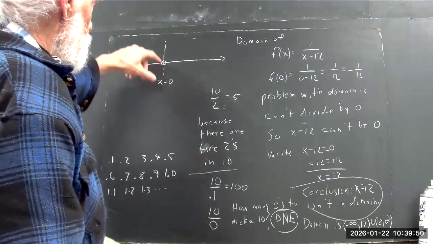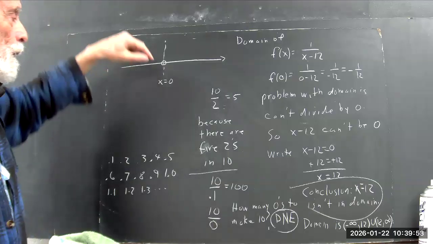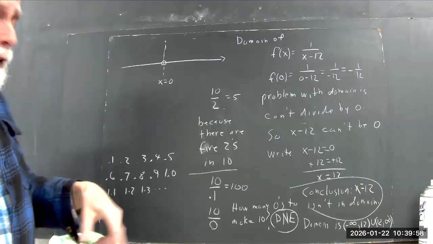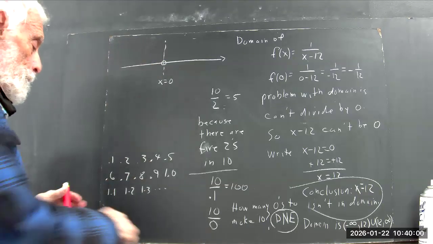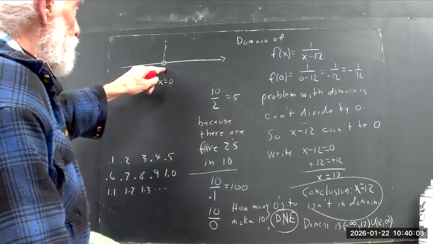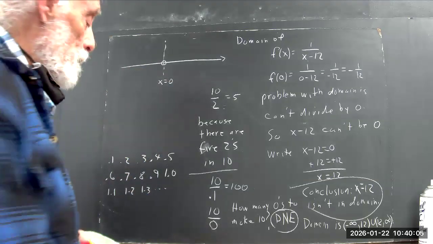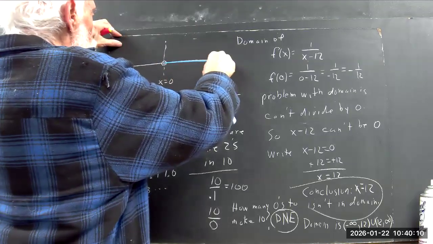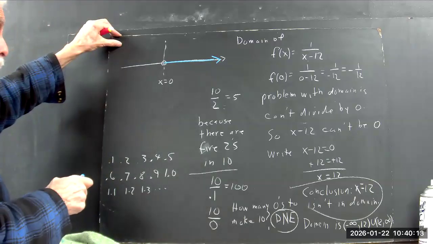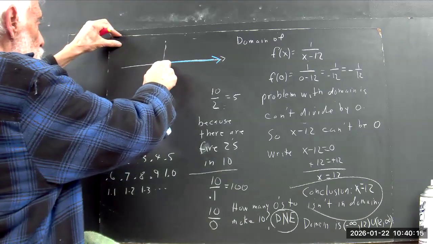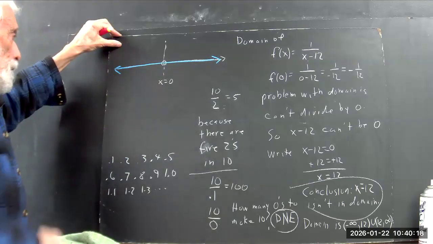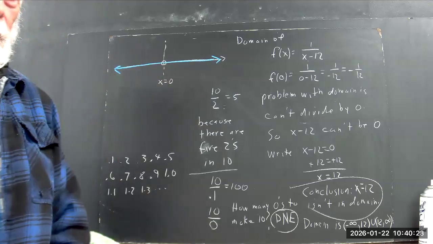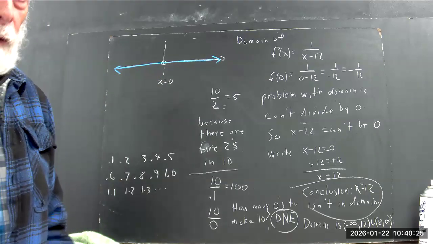If x equals 0 was included, we could put a point here. We can't put a point there if we're trying to represent the domain. So we do a little open circle to indicate that this is not included. And then we say, okay, everything from 0 off to the right is included in the domain, and everything from 0 to the left is included in the domain. But the one point where x equals 0 is not included. Make sense?